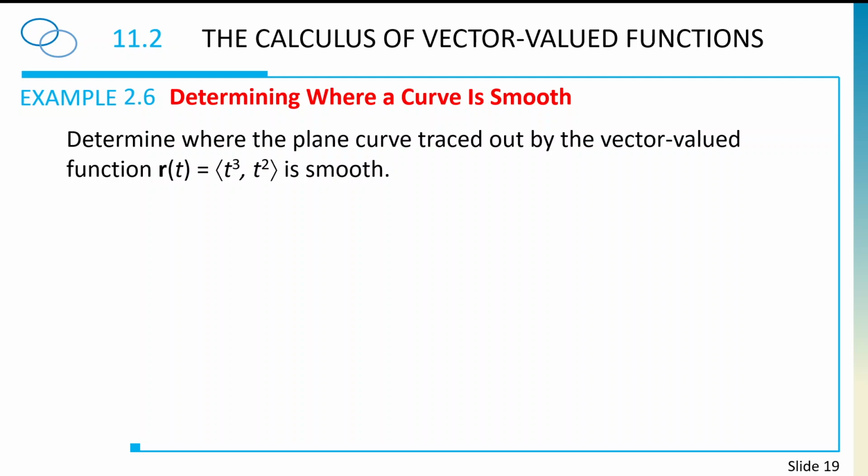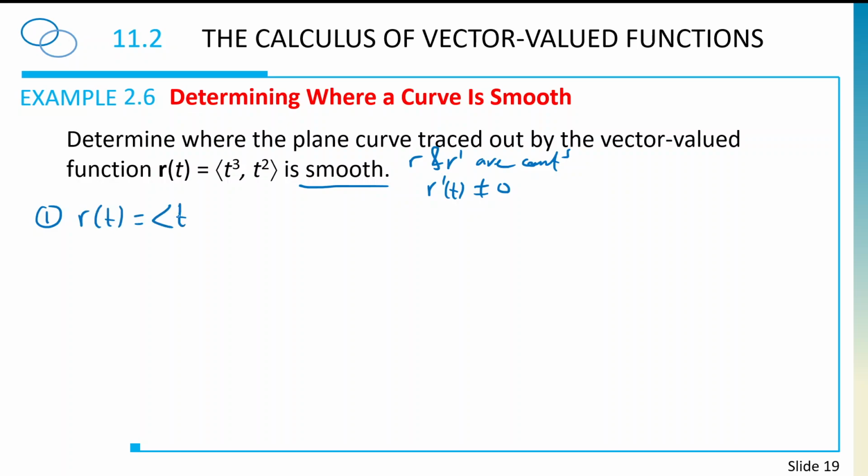We need to determine where this plane curve traced out by the vector valued function is smooth. Okay, so this is what we have to show, that it's smooth. So basically I need to show again, r and r prime are continuous, and I need to show that r prime of t does not equal to 0. Okay, let's try. So the first thing, I think about r of t.